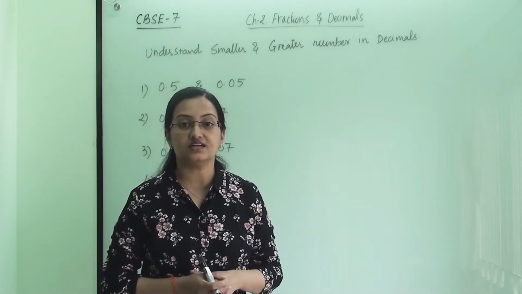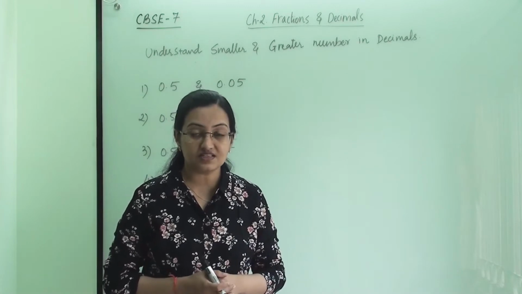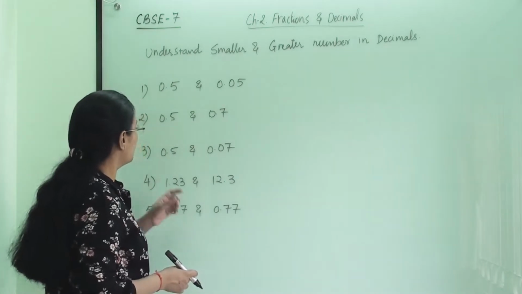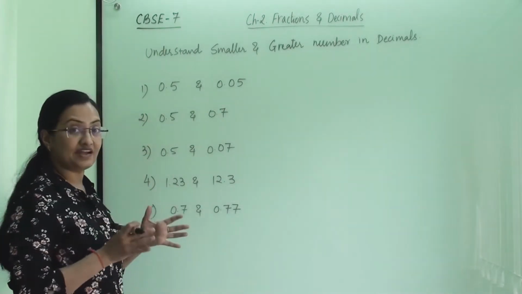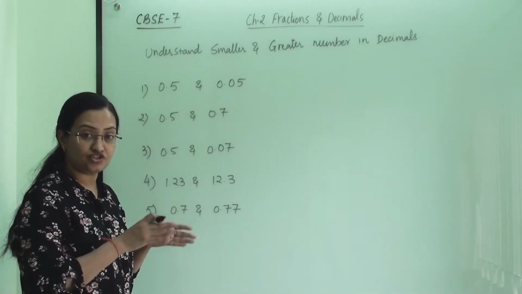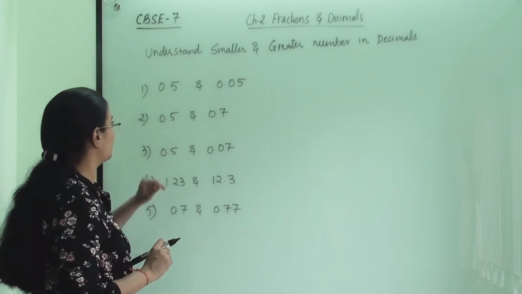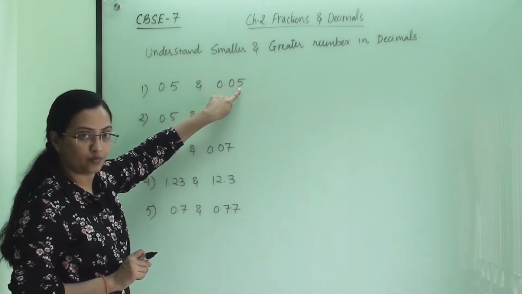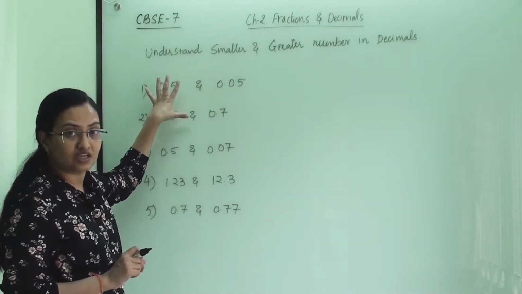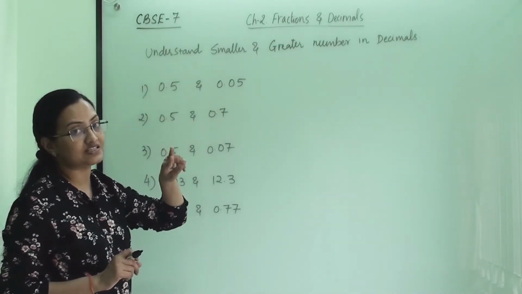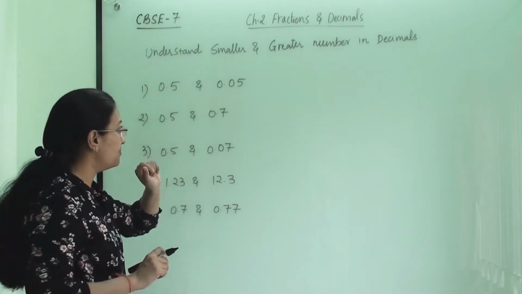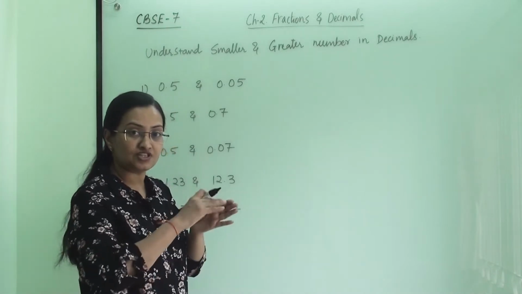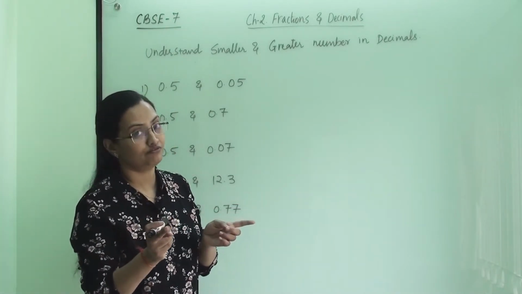This topic is under the CBSE Standard 7 syllabus from the chapter Fractions and Decimals. So here are some numbers, and we will identify how to check which number is greater and which number is smaller. The first numbers are 0.5 and 0.05. If we ignore the zeros and the decimal, both numbers are the same, 5 and 5. But whenever we have to identify the smaller and greater number, first we will convert them into fractions.